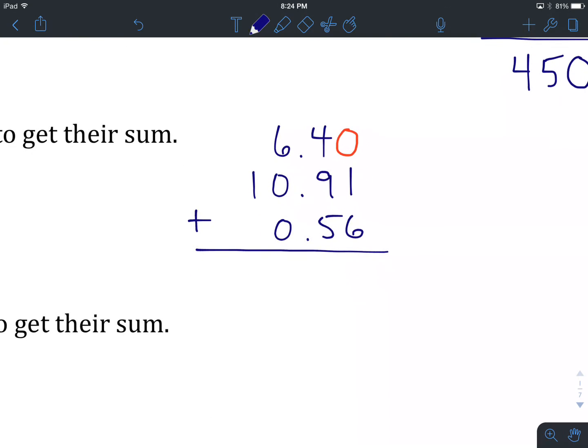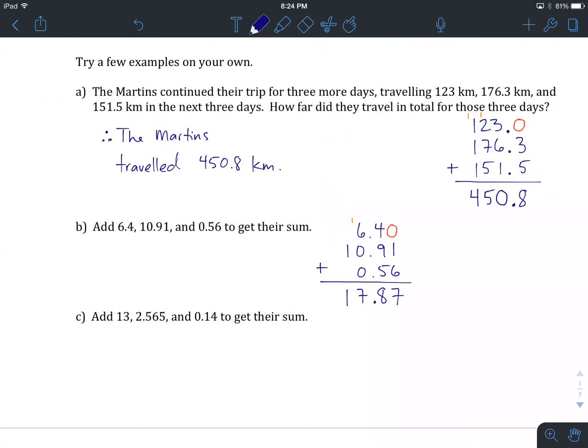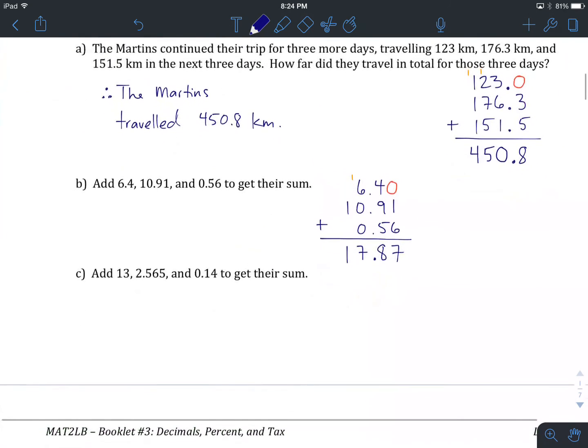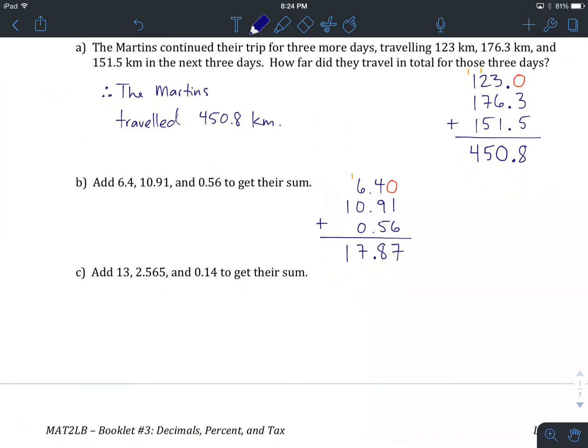So we have 0 plus 1 plus 6 is 7, 4 and 9 is 13, plus 5 is 18, and we're going to carry that 1. 1 and 6 is 7, and 1 plus nothing else is going to be 1. So our answer is 17.87. Hopefully that one was done correctly. Let's try the last one. Again, you can try this one on your own. Hit pause here, give it a try. When you're all done, come on back, we'll see how you did.